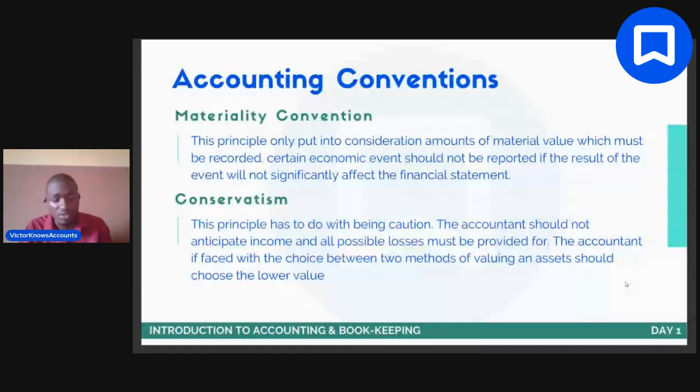All right. Now we have been saying that, what question is this answering? So now we are saying that the accountant has to tread with caution. The question that this prudency or conservatism convention answers is, what should I do when I'm faced with a choice between choosing a greater value or a lower value as an accountant? It's saying that you should actually go for what will show your business as a business with a lower value. Do we understand that? Are we together?